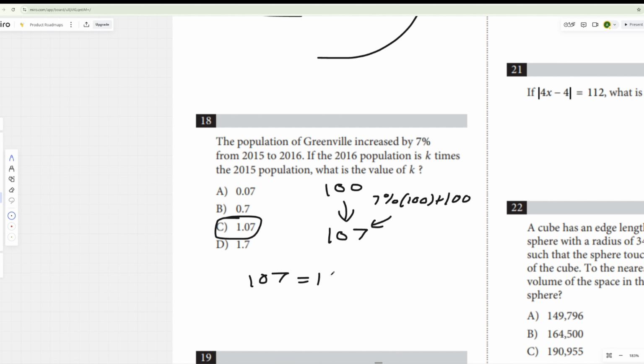107 is 100 times k, so we get k equals 107 over 100, and we get 1.07. We can think about it this way, or we can just look at our percentage if we have a good understanding of percentages. Usually I get kind of paranoid, so I do it like this, but you save a lot more time if you just have your understanding of percentages down.